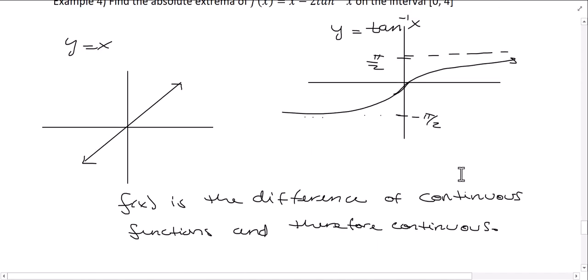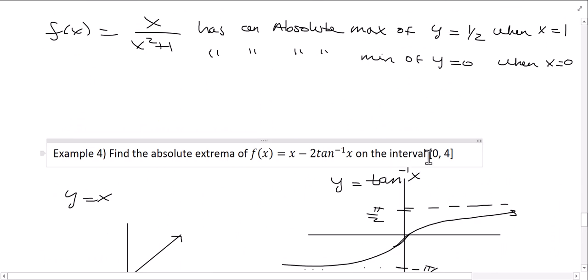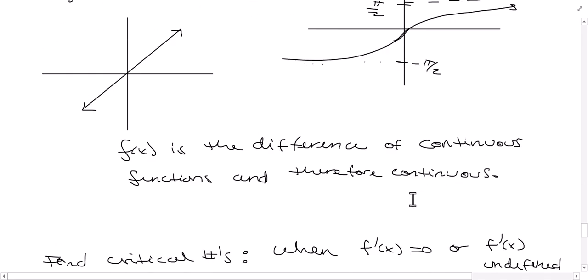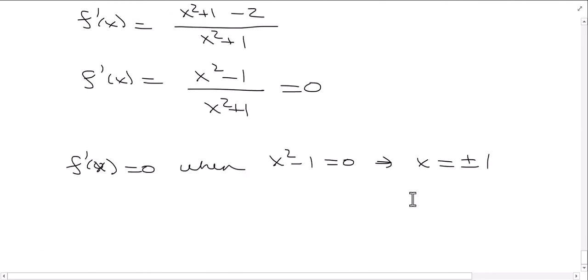Always check to see if your critical numbers are in your interval. So the interval 0, 4. So again, only 1 is in that interval. So we're going to say x equals 1 is in the interval 0, 4. So we're going to take that one.